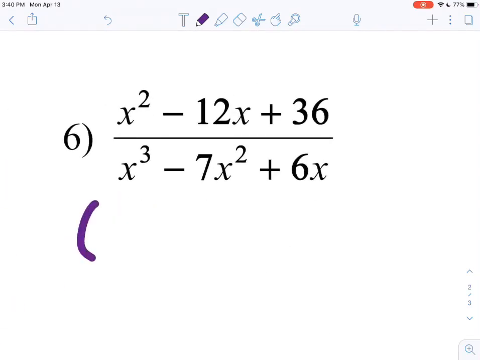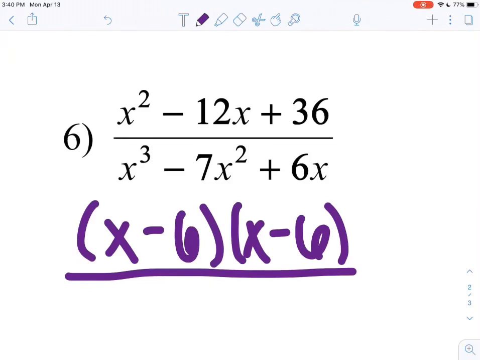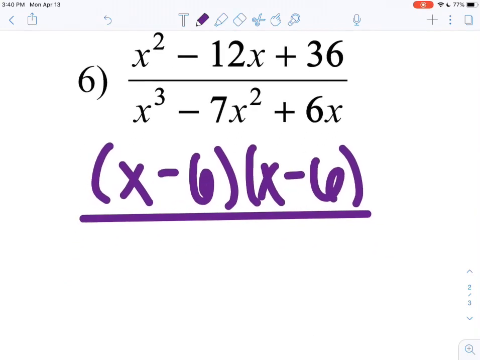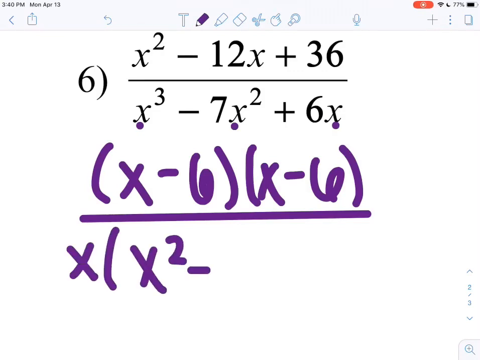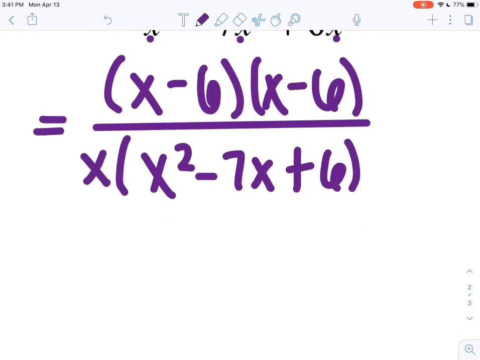And number 6, I'm going to factor the numerator. So it's got to multiply to be positive 36, add to be negative 12. So that's negative 6 and negative 6. In the denominator, I see that I have a GCF, right? They all have x in common. So I'm going to factor out that x first, and then I'm going to continue to factor what's left in the parentheses.